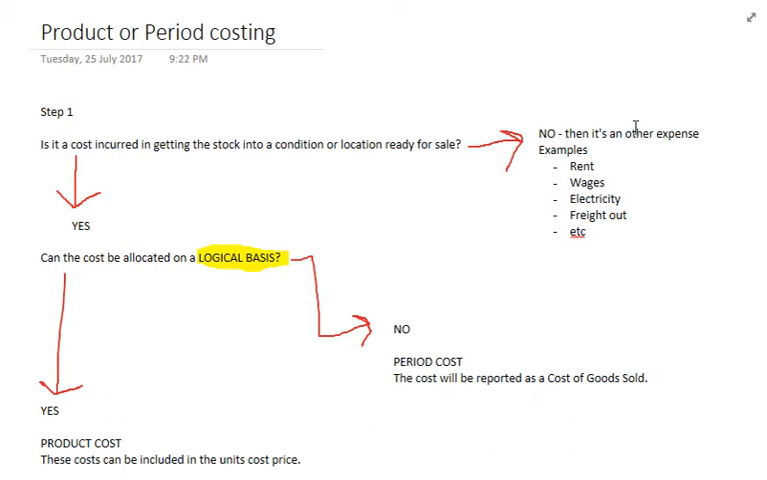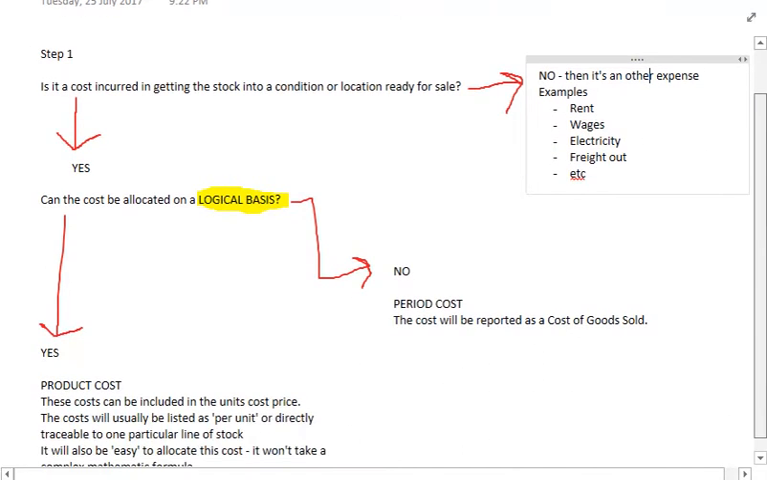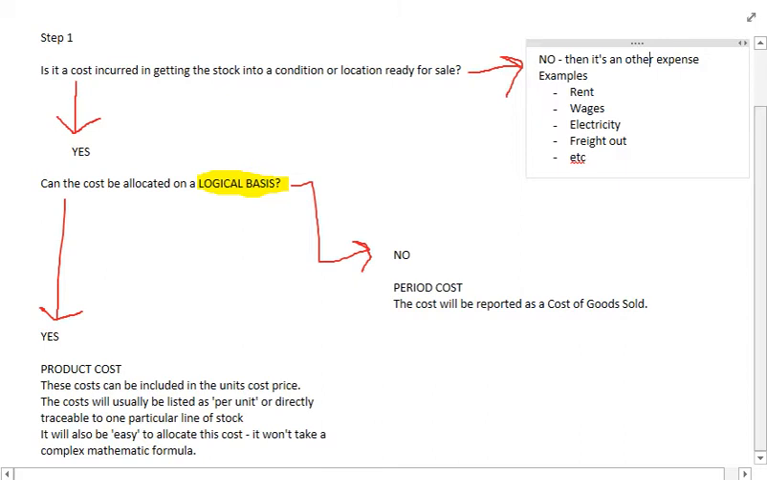Welcome to the world of product or period costing. We're going to step through this flowchart to determine whether something is going to be recorded as a product cost or a period cost or just as a regular expense.